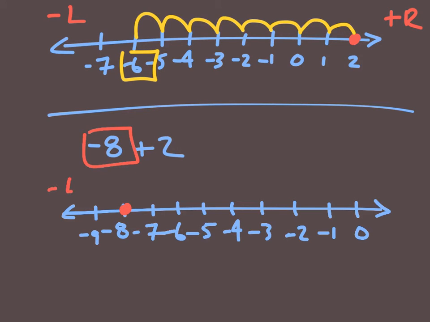If we were subtracting, we'd go left. If we're adding, we go to the right. So because we're adding 2 to this, I'm going to move 2 spaces to the right, and that's going to give me -6.